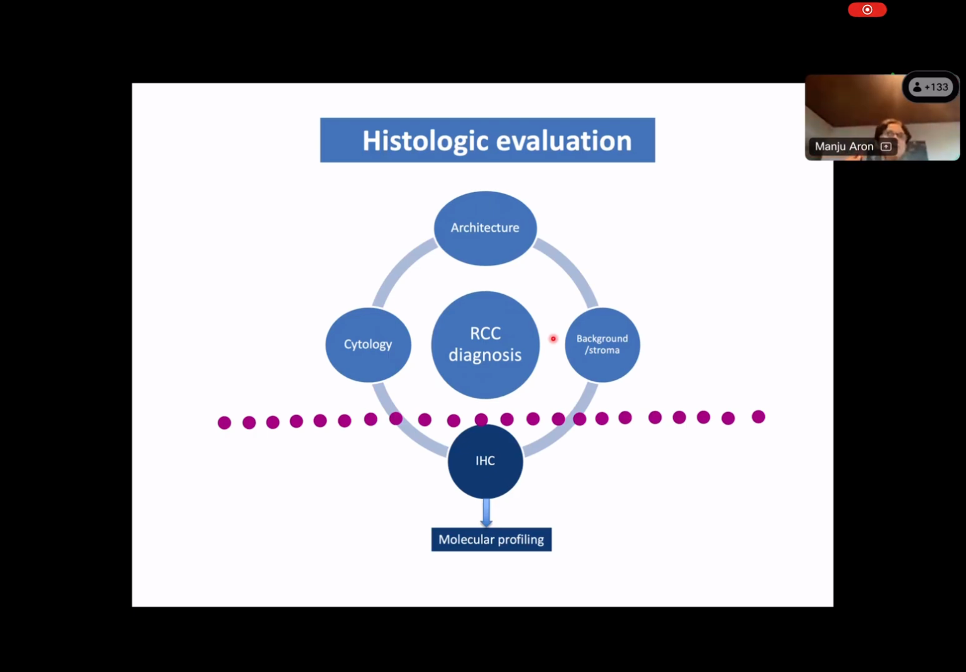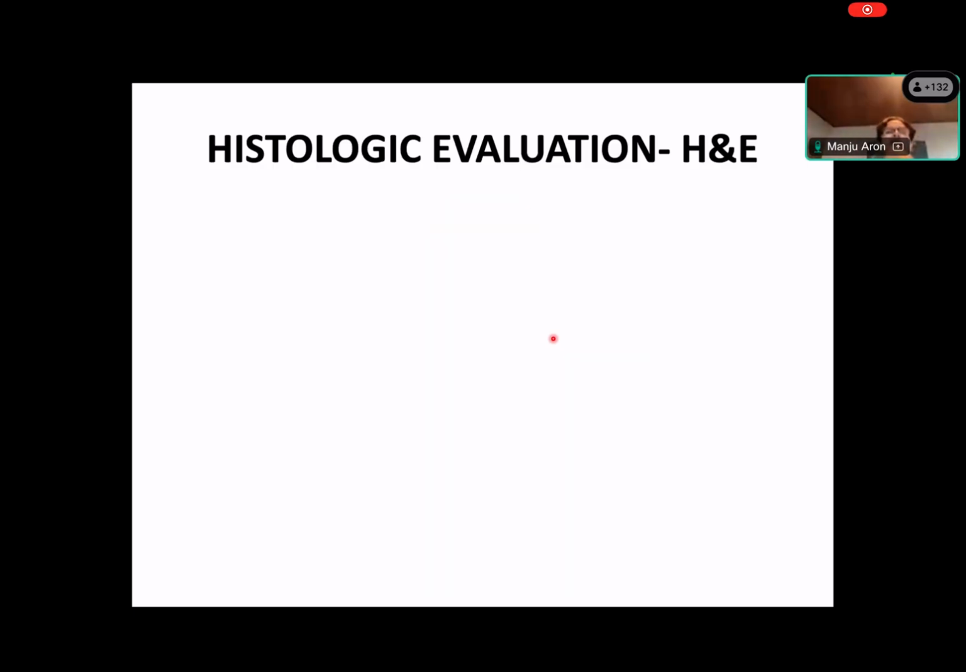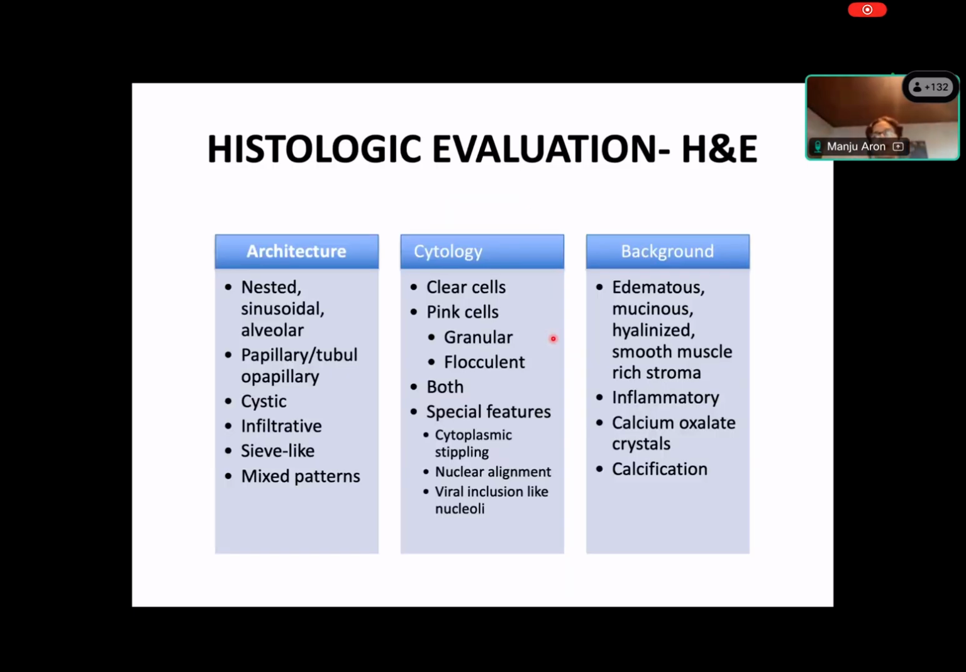So don't throw a lot of immunostains and hope some of it will stick to the wall and make a diagnosis. That's not the way to approach any tumor in the body. You have to have a good working histological diagnosis. So when we talk about histological evaluation, these are the three components, right? You look at the architecture, then the cytology, and the background.